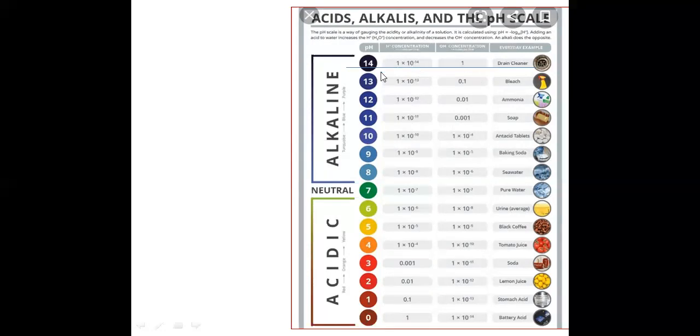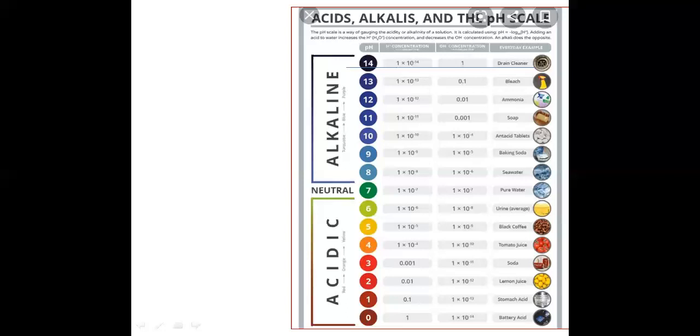Examples for high pH are drain cleaner, bleach, ammonia, soap, antacid, baking soda, and seawater. They are alkaline in nature because they have pH greater than 7. Pure water or distilled water is neutral, with pH 7. Substances with pH less than 7 are acidic in nature, for example urine, black coffee, tomato juice, soda, lemon juice, stomach acid, where hydrochloric acid is present in the stomach, and battery acid, where sulfuric acid is present in batteries.